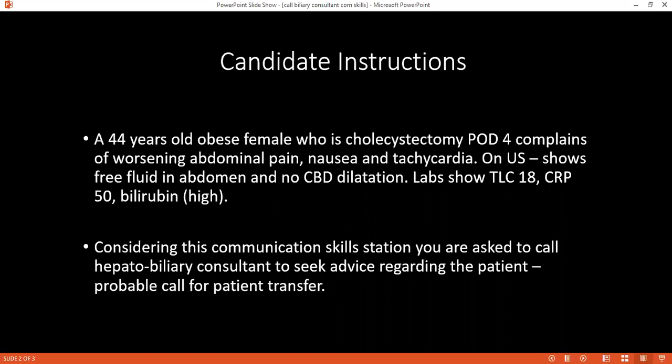Okay. So what are the possible sources of the biliary leakage? Do you know? Yes, sir. Maybe cystic duct stump leakage, maybe common bile duct injury, maybe leakage from an accessory duct, and maybe leakage from the liver bed.